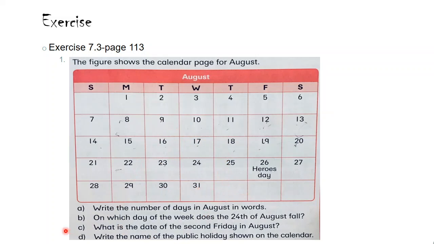And on which day of the week does the 24th of August fall? Then what is the date of the second Friday of August? For the date of the second Friday, you should just look at your calendar, and then you should be able to answer this question. Then they say write the name of the public holiday shown on the calendar. That is all for today. Just try to do your exercise.